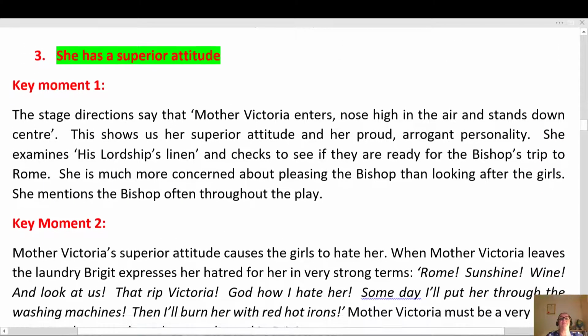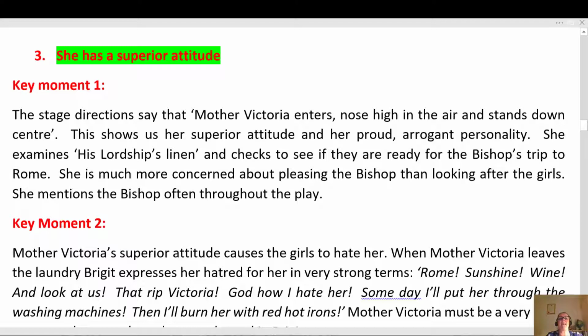Another characteristic of the villain, Mother Victoria, is she has a superior attitude. And now we're going to look at some key moments which demonstrate that. So the first key moment is the stage directions say that Mother Victoria enters, nose high in the air, and stands down centre. This shows us her superior attitude and her proud, arrogant personality.